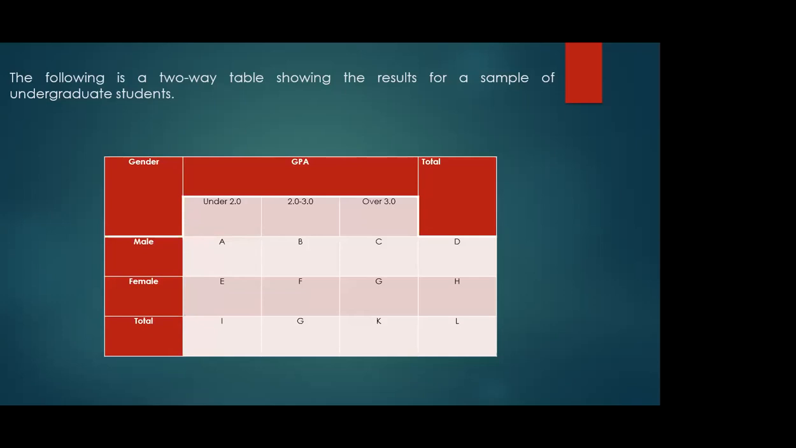So the following is a two-way table showing the results for a sample of undergraduate students. So we have gender. Our two variables here are gender and GPA. For gender, we have males and females, and for GPA, we have under 2.0, 2.0 to 3.0, and over 3.0.